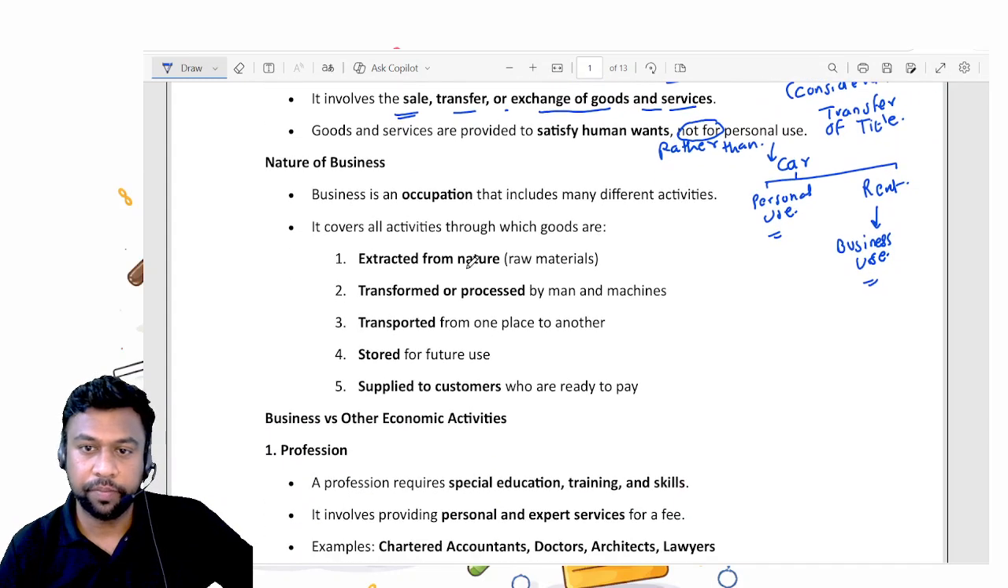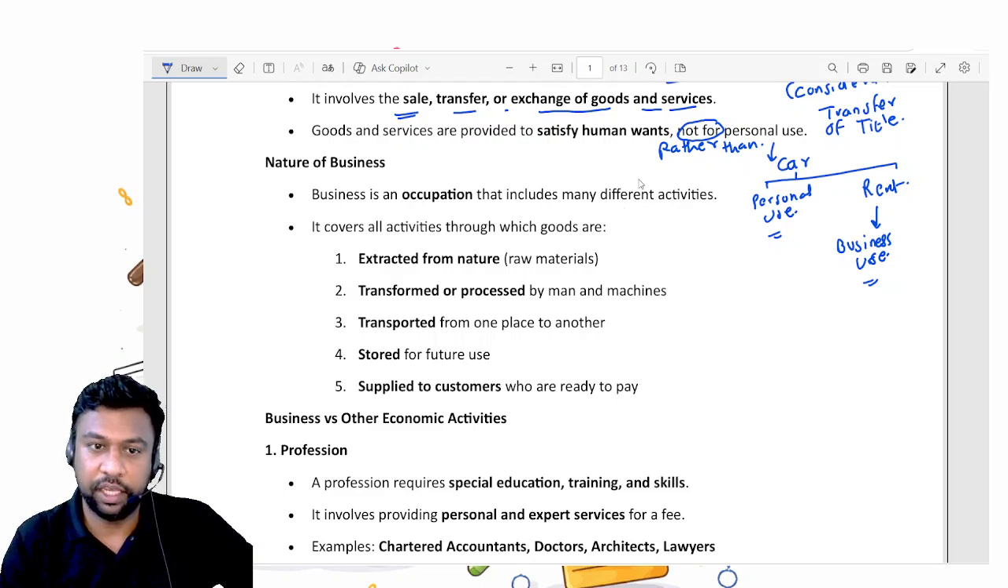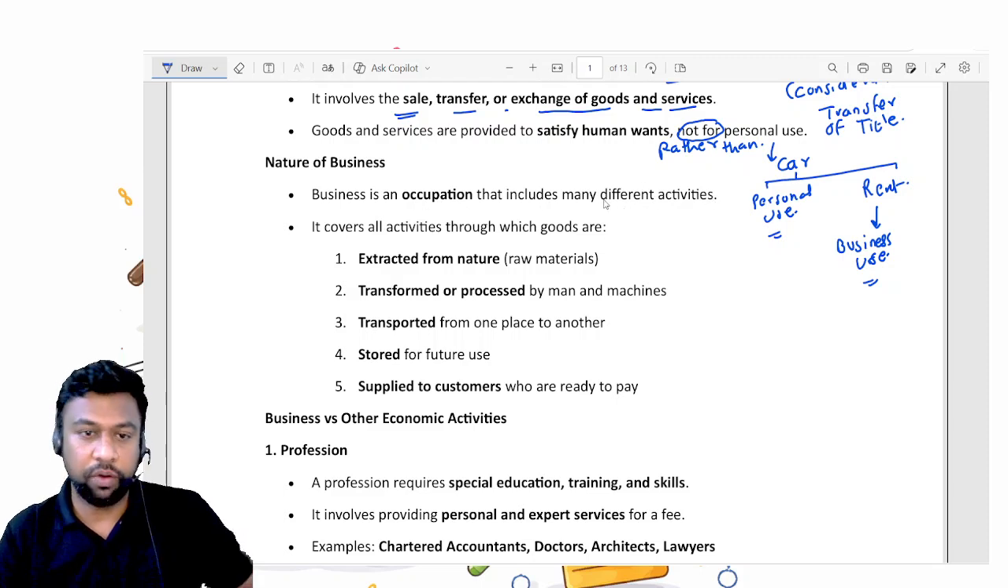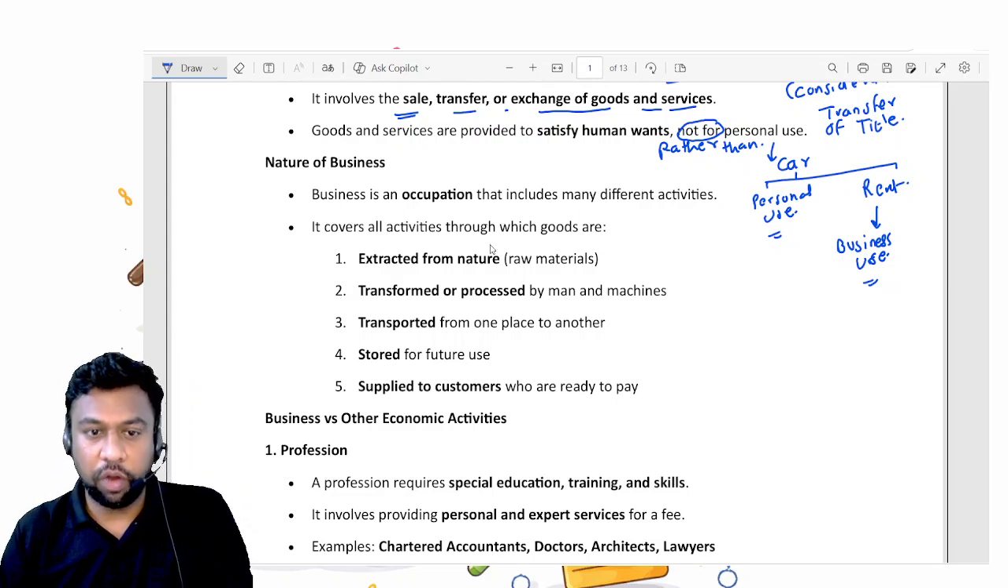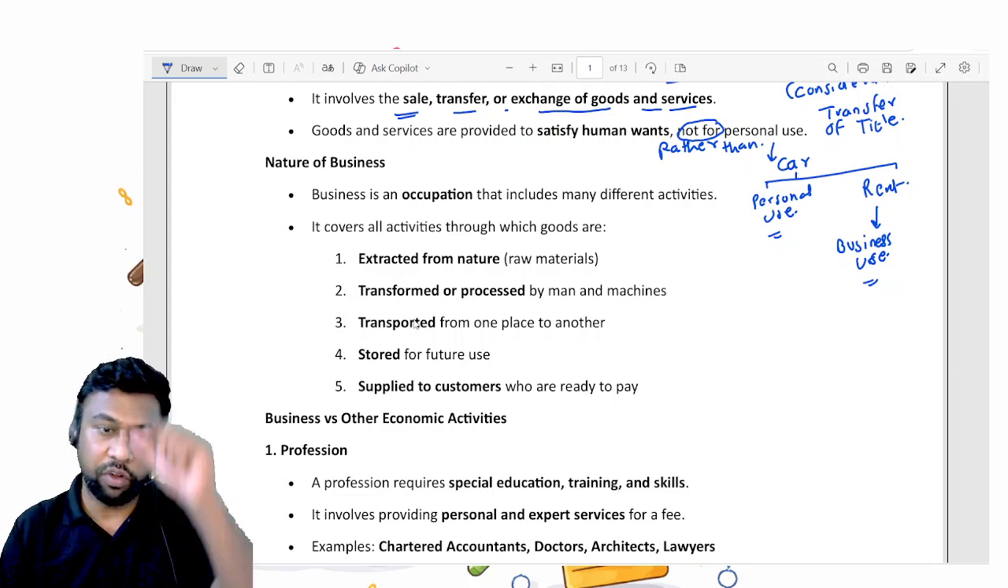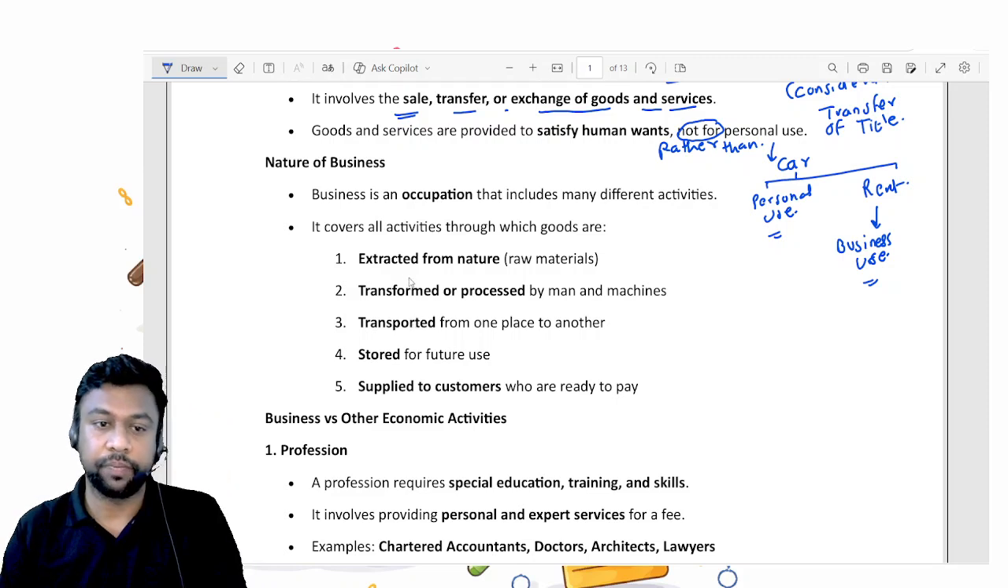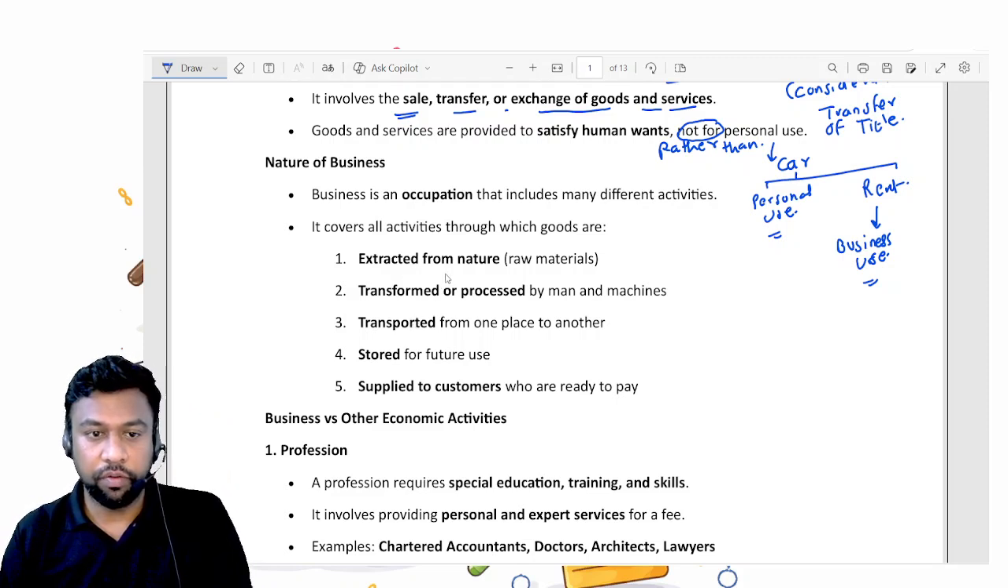Now we will see the nature of business. Business is an occupation that includes many different activities. It is an occupation carried out for earning money. It covers all activities through which goods are extracted from nature. Now these are activities which are involved in carrying out the business. What are those activities? Goods extracted from nature, raw material.